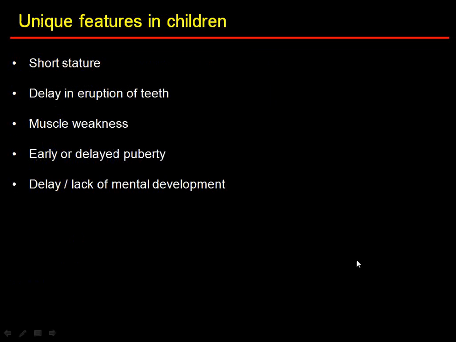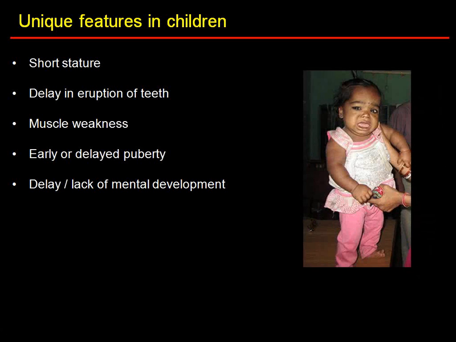When the lack of thyroid hormone develops in children, they present with other features like short stature, delay in the eruption of teeth, muscle weakness, either early or delayed puberty, and even the mental development. The cognitive function can be affected. This is a child who presented with this thyroid hormone underactivity and being short stature and not up to the mark cognitive development.